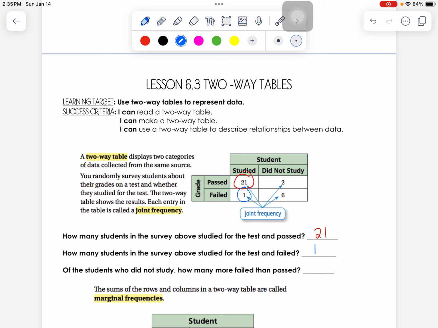And then the last one there says, of the students who did not study, how many more failed than passed? If you're looking, of the students who did not study, there were a total of 8 students who did not study. 6 failed and 2 passed. So that means there was a difference of 4.